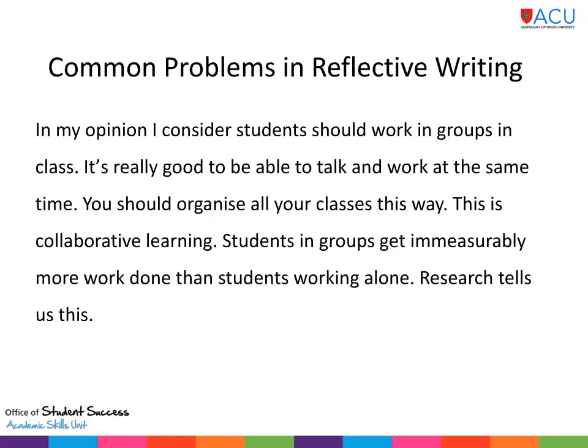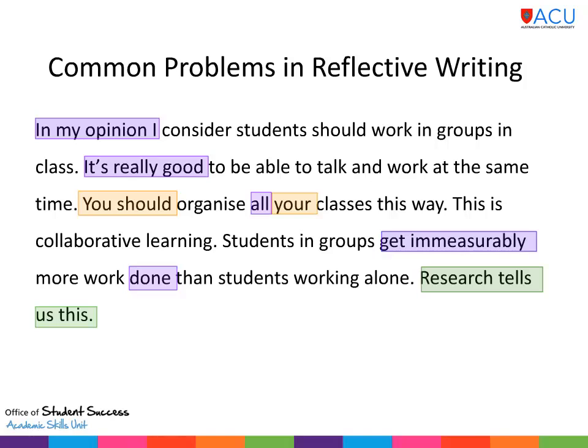Some common problems of reflective writing are the use of informal language and a conversational tone. This example shows some common mistakes. Here the writer has made the mistake of using second person and an instructional tone. Furthermore, exaggerations, conversational language, and contractions are used. Lastly, the writer makes claims that are not supported by evidence.